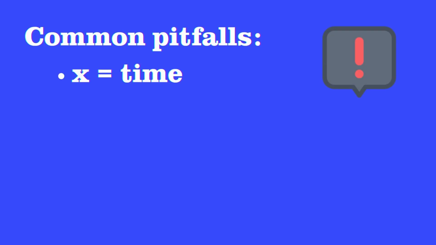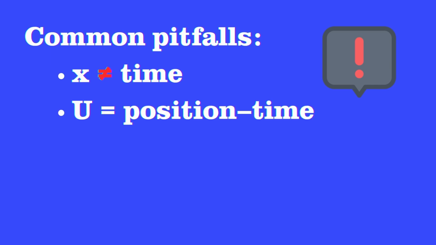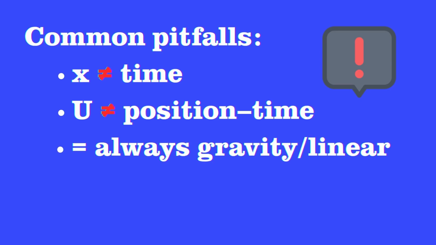Before we go further, watch out for common pitfalls. First, don't confuse X with a time. Moving right on the graph doesn't mean later. Second, remember this is a potential energy diagram, not a position time plot. Third, U of X depends on the force involved. It isn't always gravitational or linear.